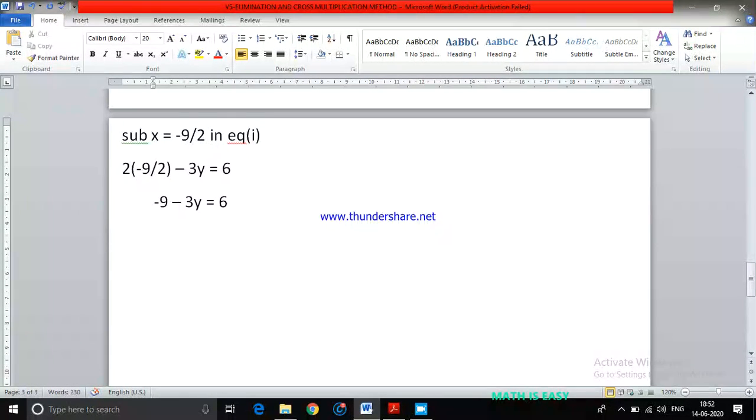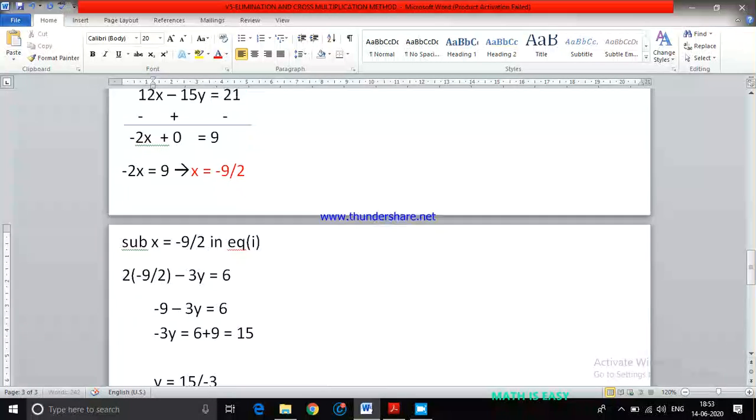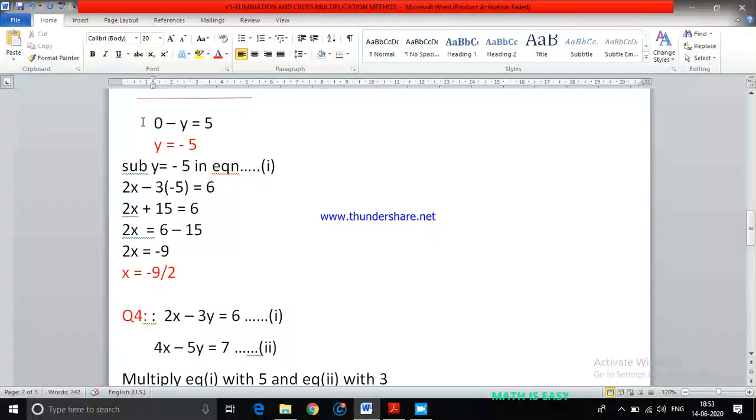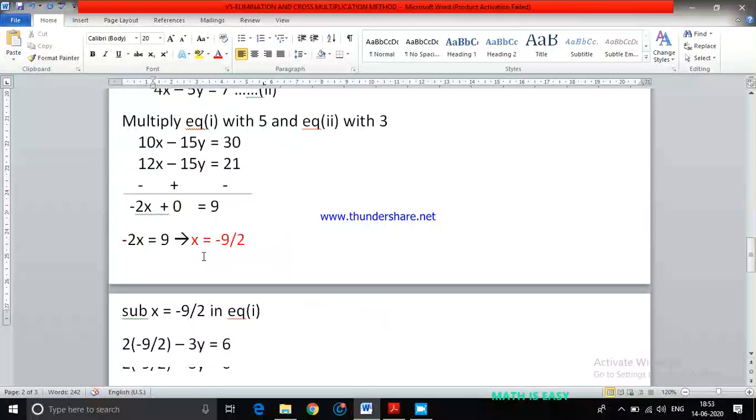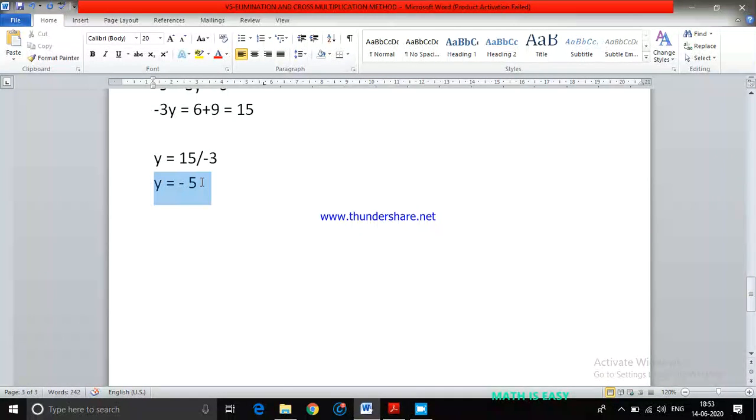Then if I simplify, minus 3y will be equal to 6 plus 9, which is equal to 15. So minus 3y equals 15, then y equals 15 upon minus 3. Therefore finally I end with y equals minus 5. Okay, so I think here also you got y is minus 5 only. And here also I ended with y equals minus 5.